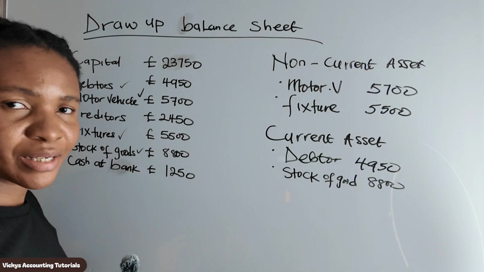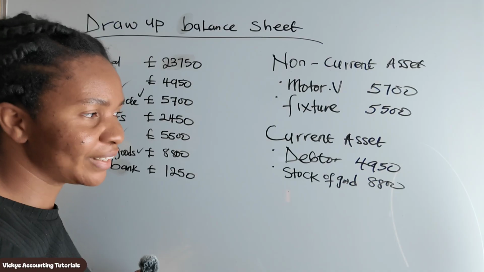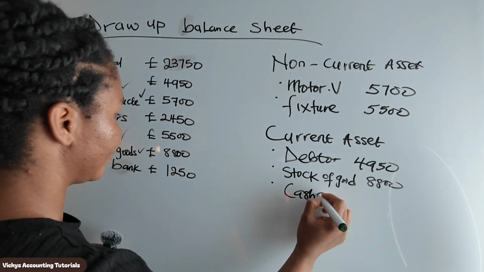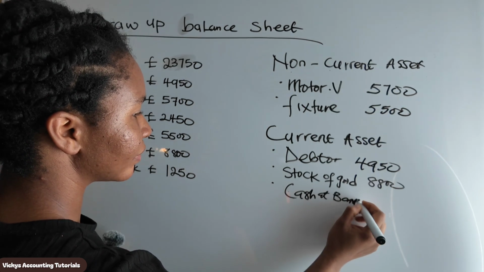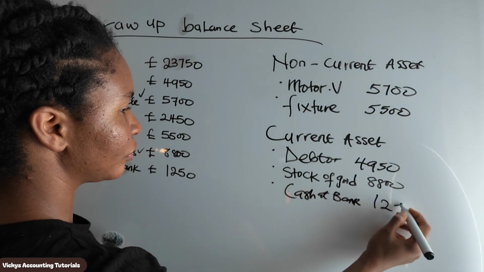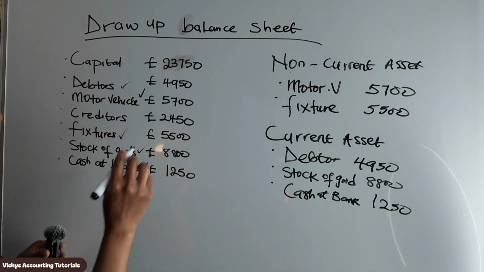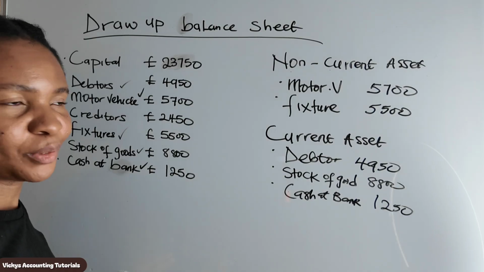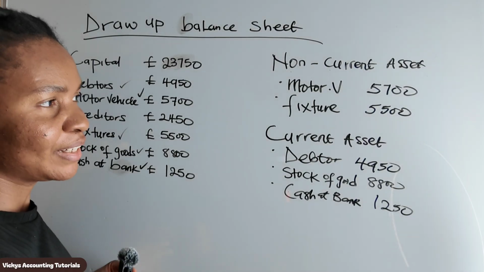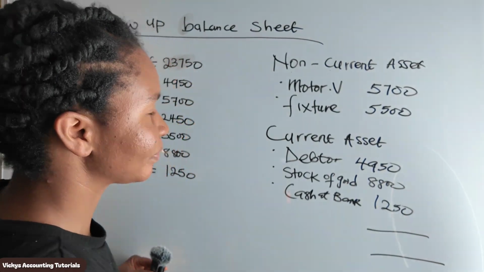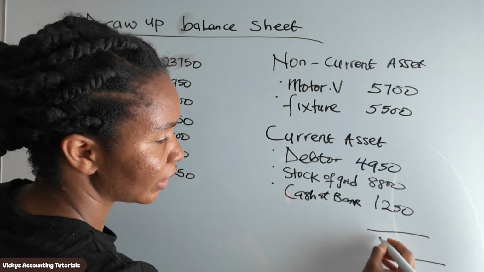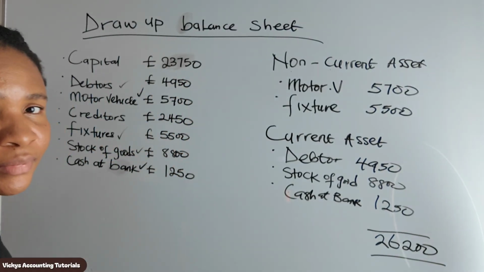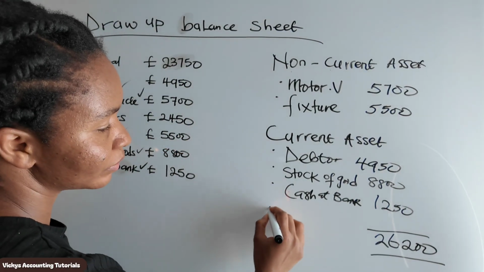Cash. Cash is already in its liquid form, okay? It is a current asset. So cash at bank, right? 1,250. All right. What else could go under current assets? Well, nothing else here could go under current assets. So let us sum this up. So the sum total of this is 26,200. Okay, that is the total of our assets.